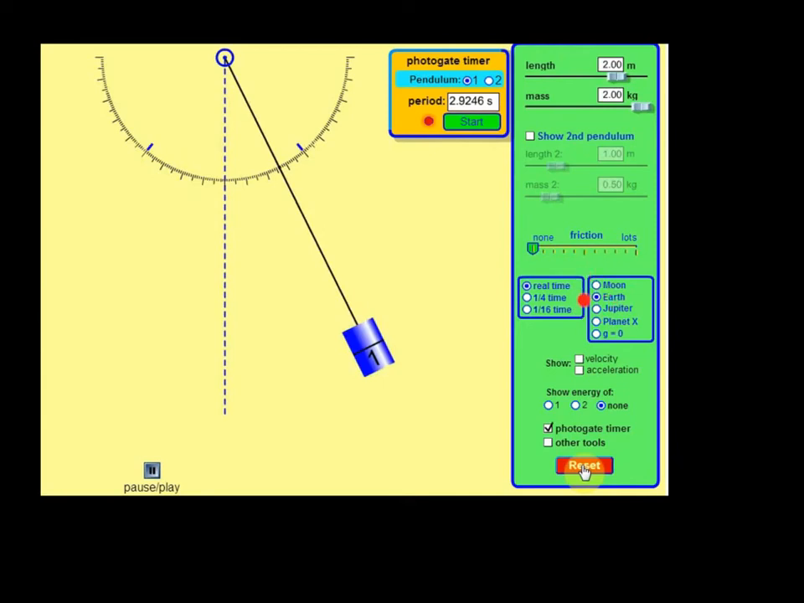You'll notice over here, though, the simulation has the ability to be on different planets. So let's see what would happen if we changed g.